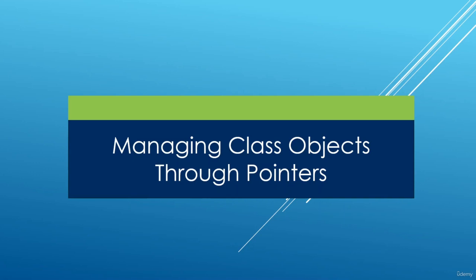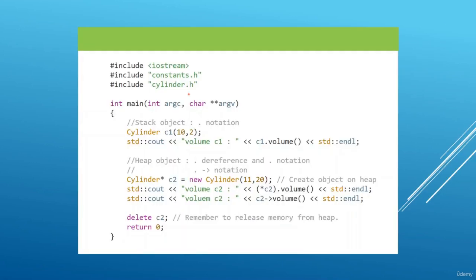In this lecture, we're going to see how we can manage our class objects through pointers. And in most cases, we need to manage our class object through pointers if we are using some form of dynamic memory allocation. Here is a simple example. We have our cylinder class included, and down here you see that we can create cylinder objects on the stack. If we use the syntax like we do here, the objects are going to be created on the stack.